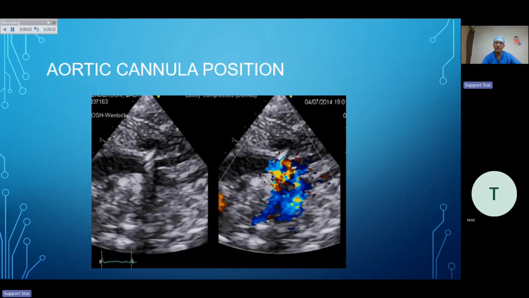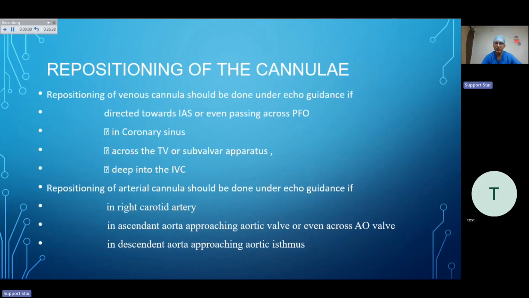You can check the position with Doppler also. You can see that the flow is going to the aorta from the arch, from this arterial cannula. So how do you position the cannulae? Suppose the venous cannula goes into the PFO, coronary sinus, tricuspid valve, or into the IVC, you have to check with Doppler and echo focus, and then readjust, checking your colors. The tips of the cannula and the color wherever it's going, you have to check and then readjust. For the arterial cannula, if it's in the right carotid artery, too deep in the descending aorta, or in the ascending aorta reaching the aortic valve, then you have to readjust.